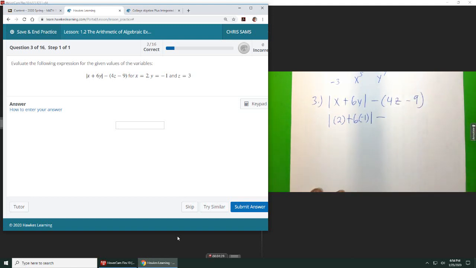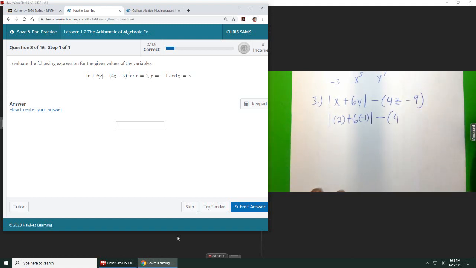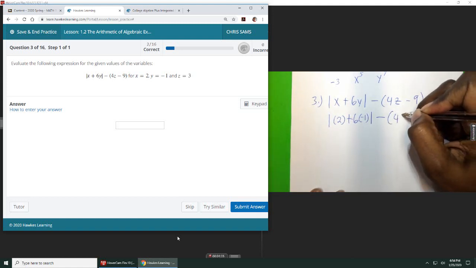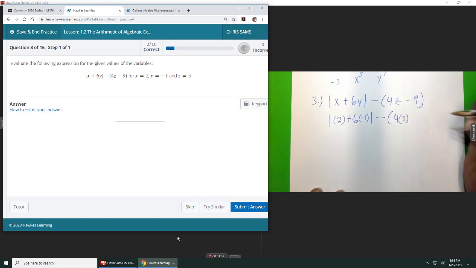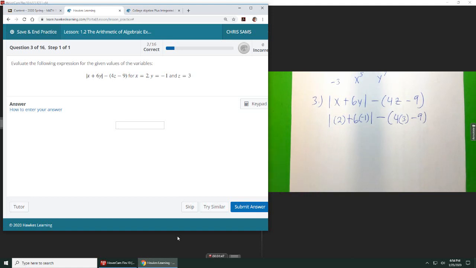And then we have in parentheses 4, and then z is 3, so in parentheses right next to the 4, I'm going to plug the 3 here. And again, if you just plug the 3 right there, you might think 43, but this is 4 times 3, that's different. And then minus 9. Okay, so now that I have everything plugged in, I can do the math.